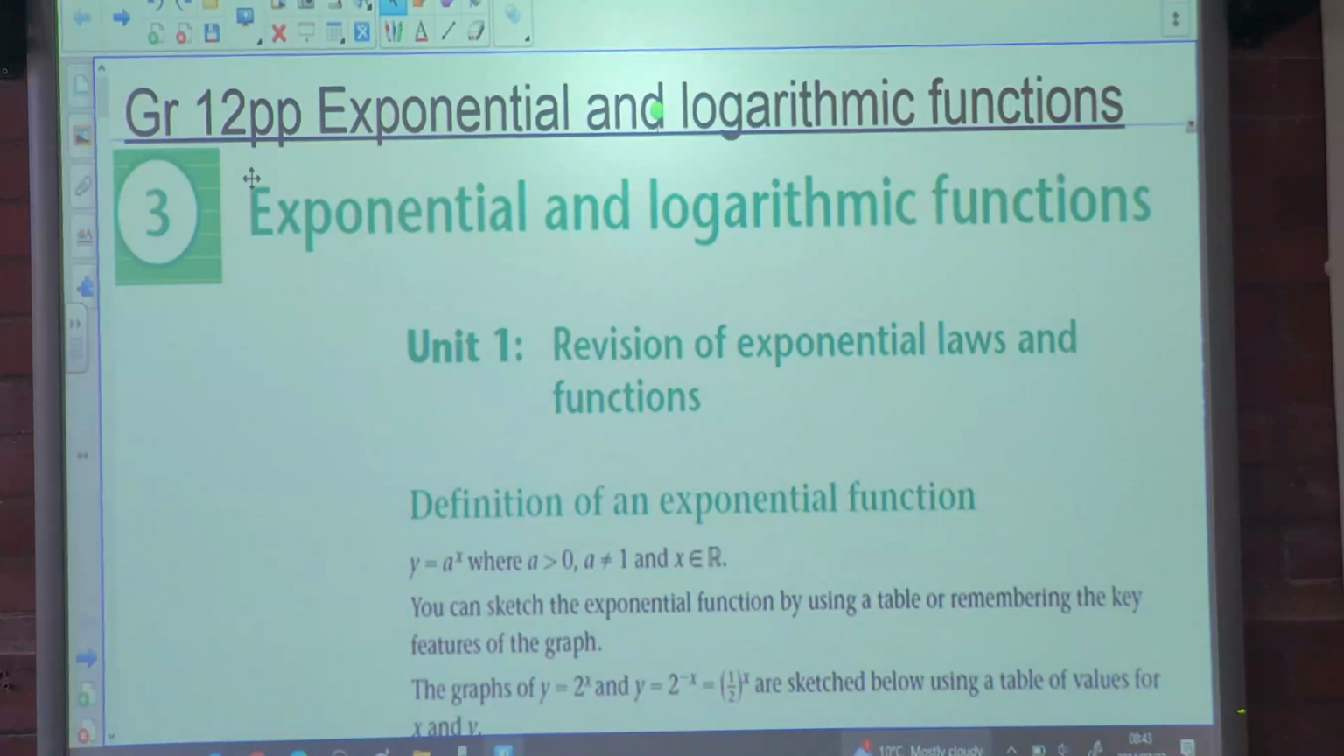Okay, good morning class. So today we're looking at exponential and log functions.